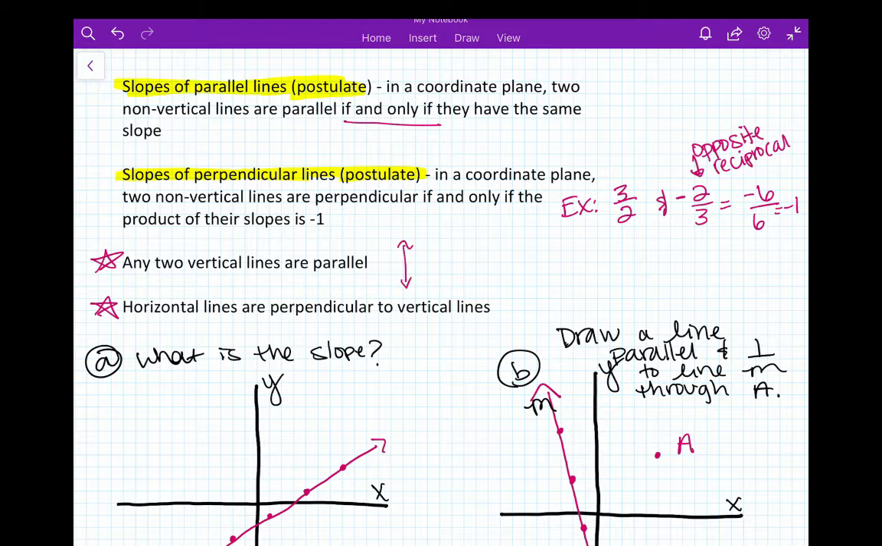So if you have lines that look like this, then they are parallel. And then also horizontal lines are perpendicular to vertical. So a horizontal line and a vertical line are going to create a right angle here. Those are going to be perpendicular. Remember, the definition of perpendicular is that two lines intersect to form a right angle.